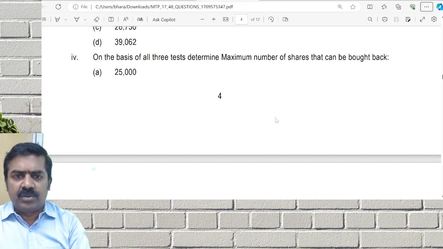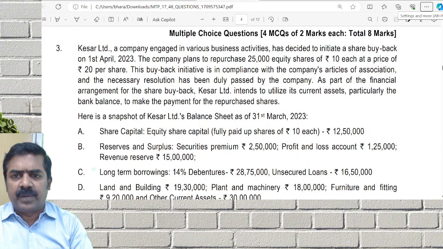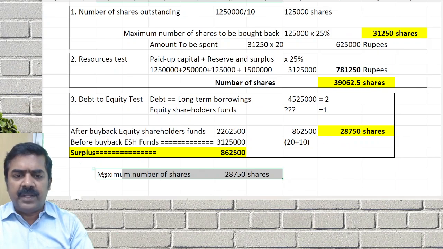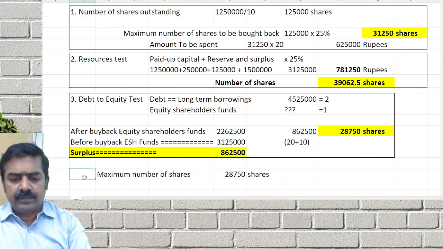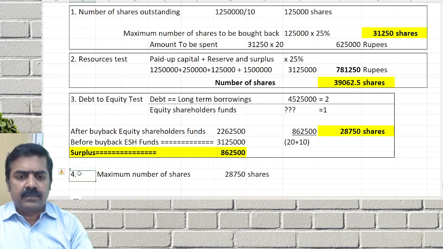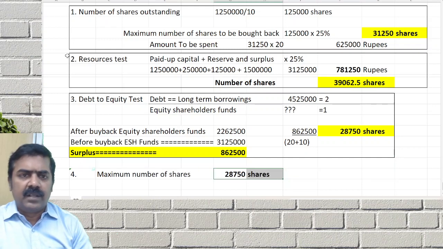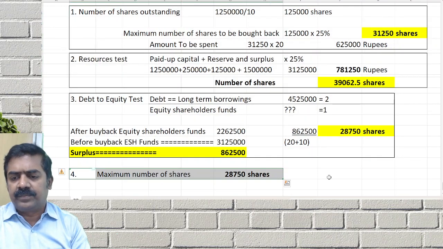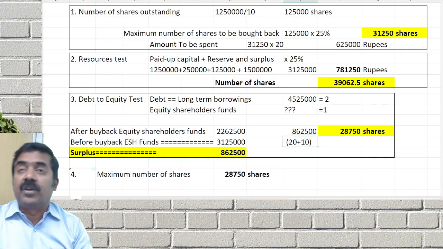But in the first-case problem, the company wants to buy back how much? It plans to purchase only 25,000, but the company can buy more. The question is about how many shares can be bought back. Apply all the three conditions, take whichever is low. Take whichever is low. If you refer to your ICA material, for this they would have followed an equation.